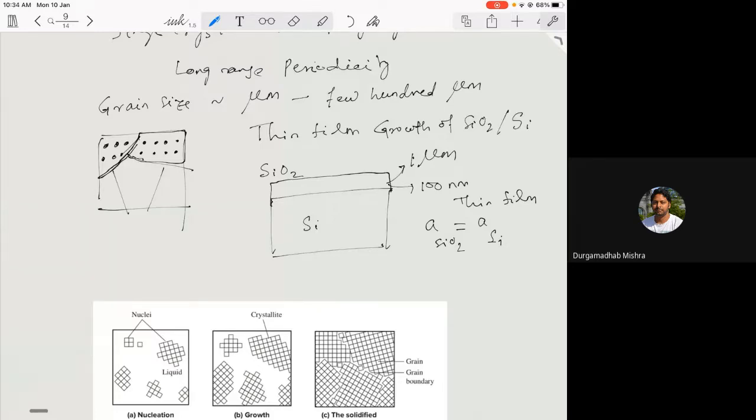In this case, silicon oxide is not an amorphous one that we are talking about. You can think silicon dioxide is amorphous, but here we are talking about a crystalline silicon dioxide. Silicon dioxide can exist in a crystalline form as well.